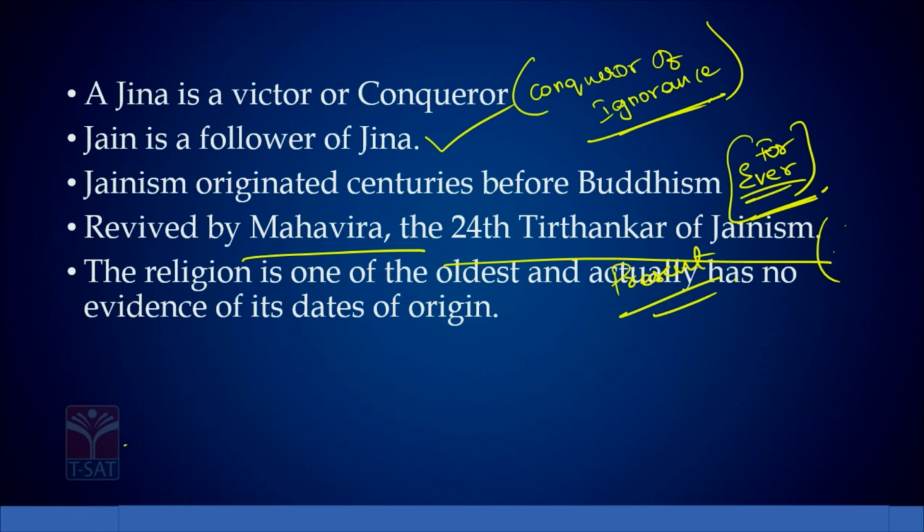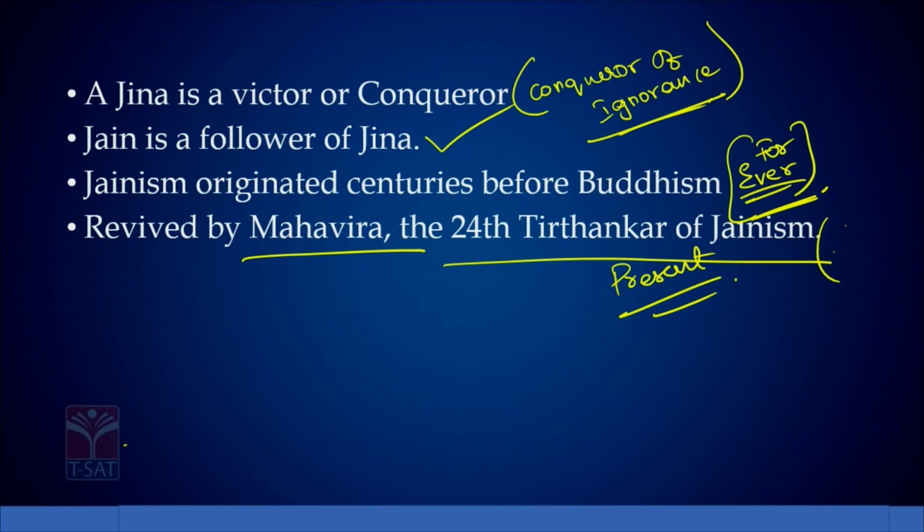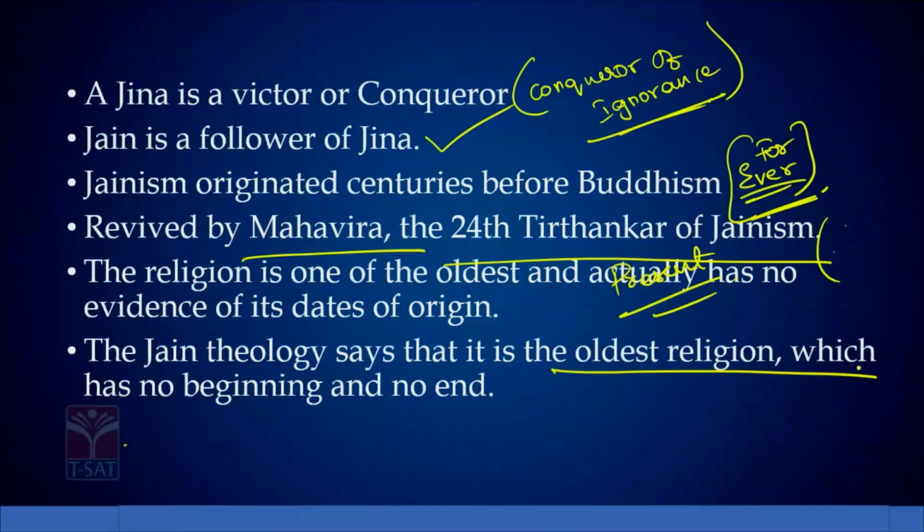The religion, Jainism, actually has no beginning, no ending. So, as I said in the beginning itself, Jainism believes it has been there forever. It is for an eternity. And Jain theology says it is the oldest religion which has no beginning and no end. This is what Jains believe, guys. Always remember that Jains are the ones who believe this.